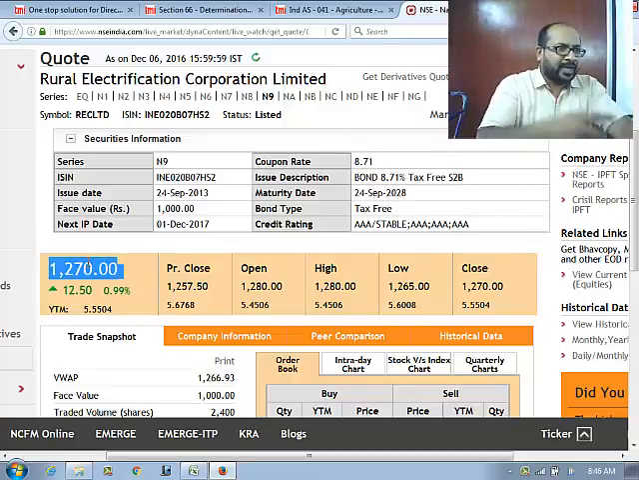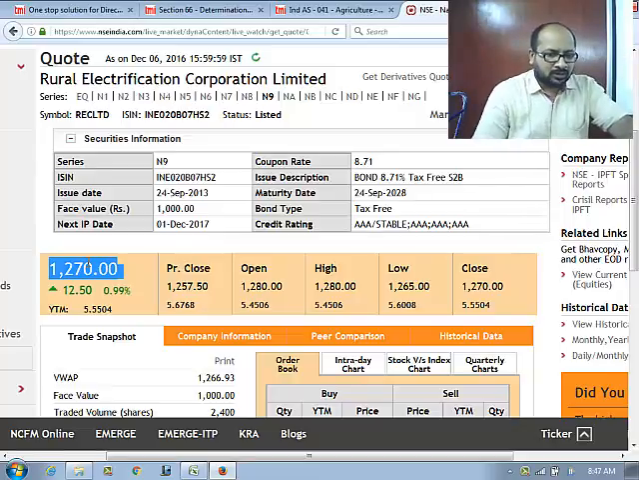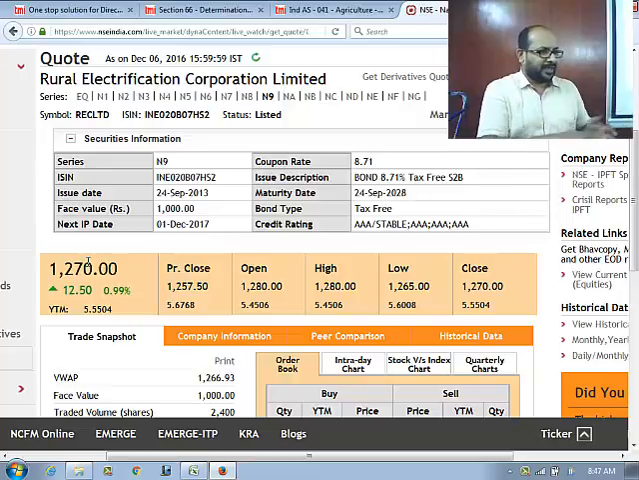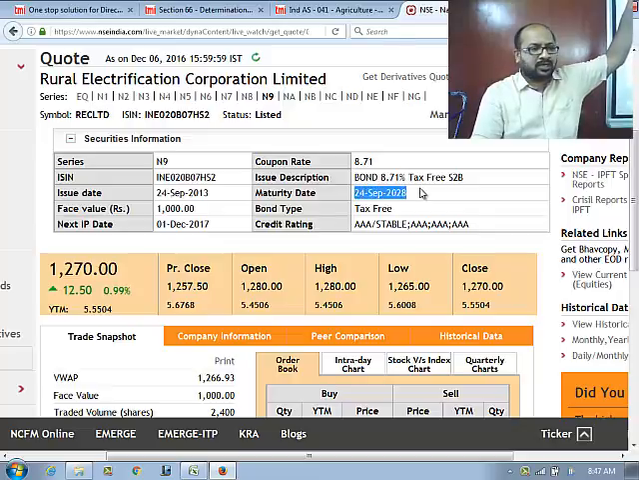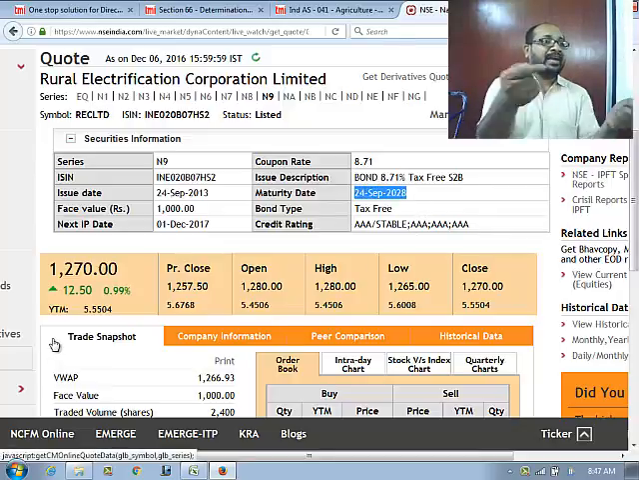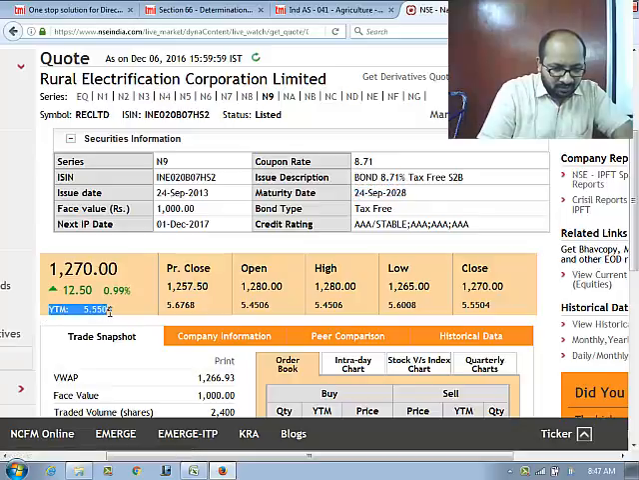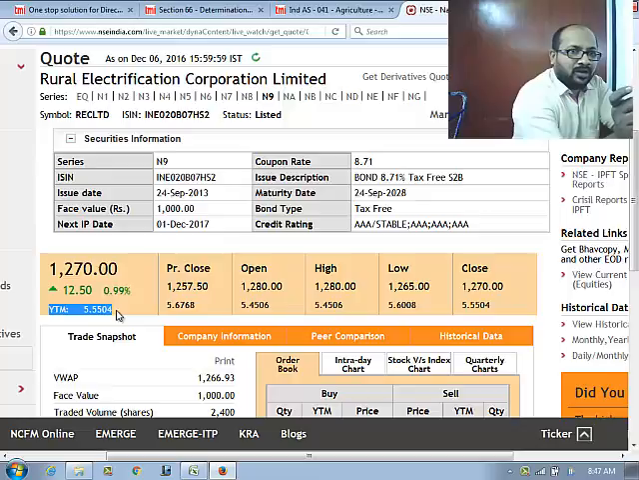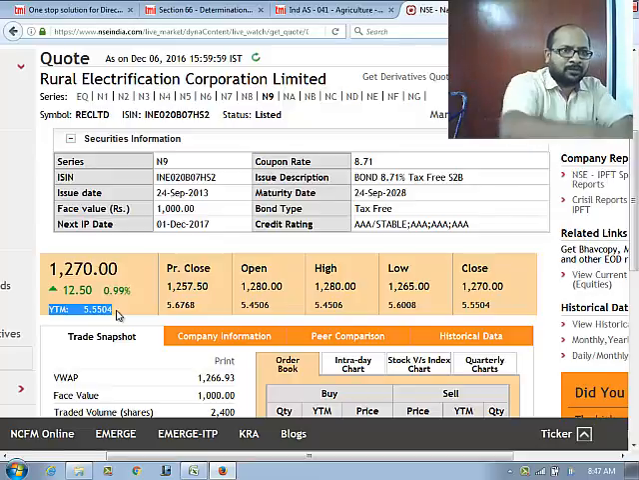So if today I am going to buy this bond, or borrow, or short sell, 1,270 is what I will be receiving or paying as appropriate. The maturity period is still 24th of September 2028. So the implied interest rate, YTM, is 5.5504%. This is what we call the effective interest rate. Supposing you are acquiring this instrument today, you will not be recognizing interest income at 8.71%.